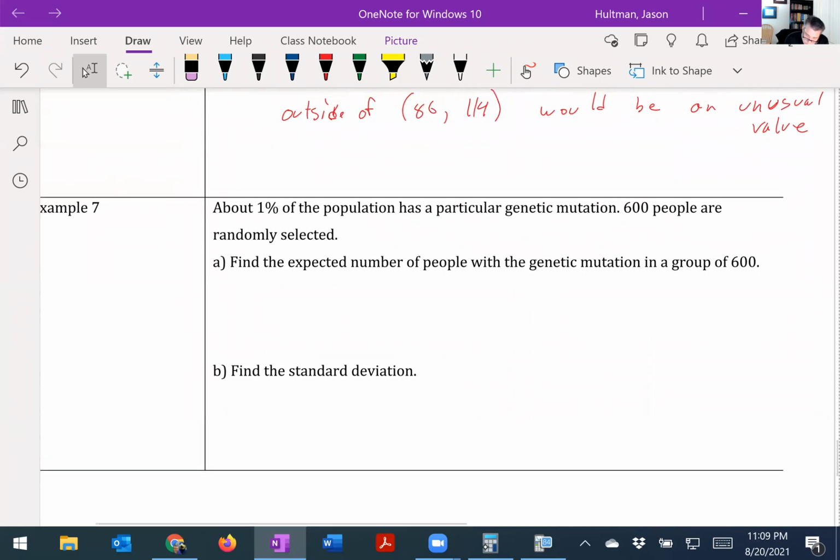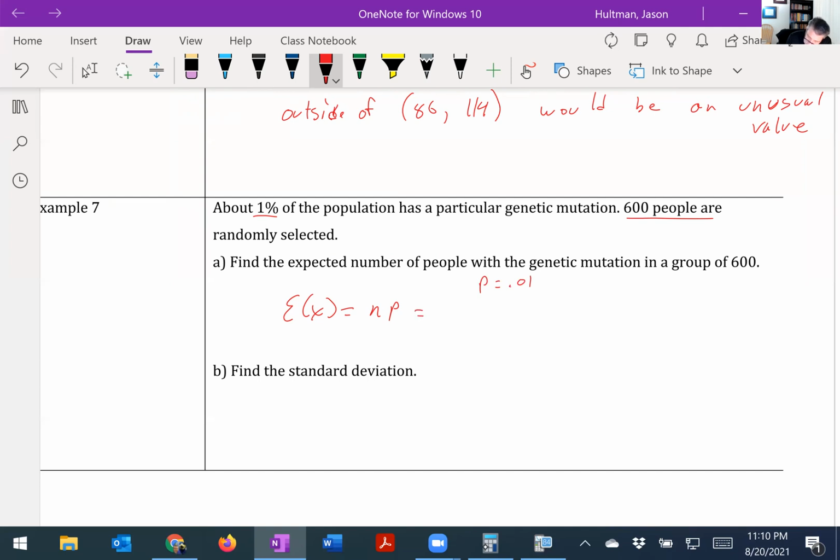Example 7. About 1% of the population has a particular genetic mutation. 600 people are randomly selected. Find the expected number of people with the genetic mutation. Well, E of X is just NP. 1% has it. I would consider that a success, whether it's an advantageous gene or non-advantageous gene. It doesn't matter. We're just going to say that the 1% is the success, which means 99% is the failure, right? So P is equal to 0.01.